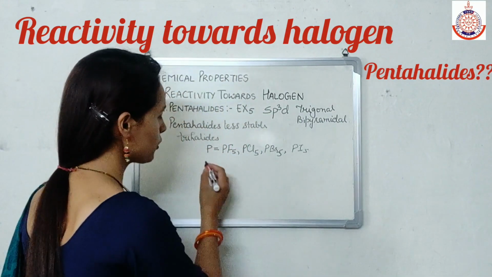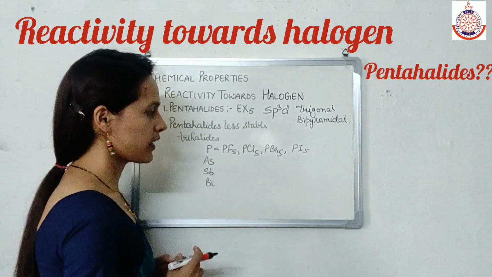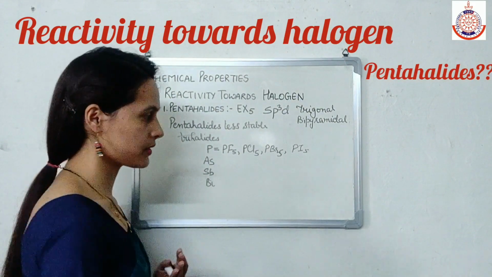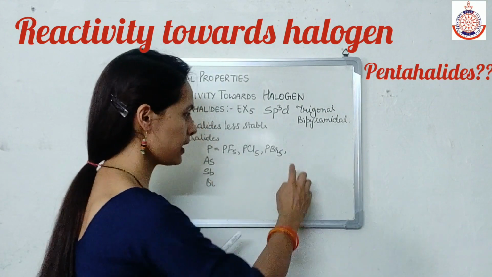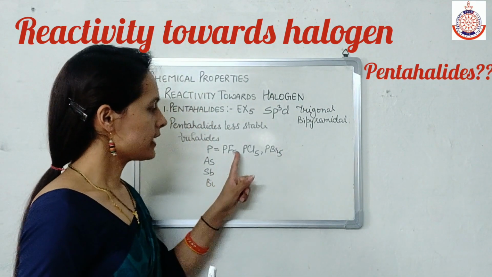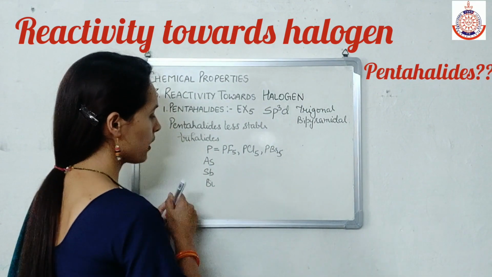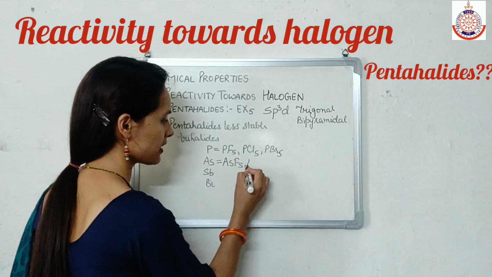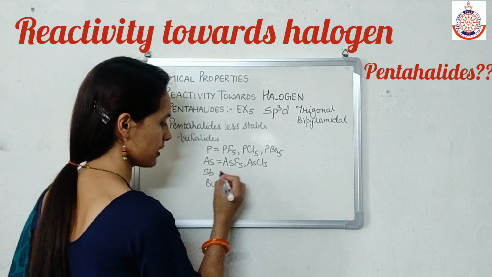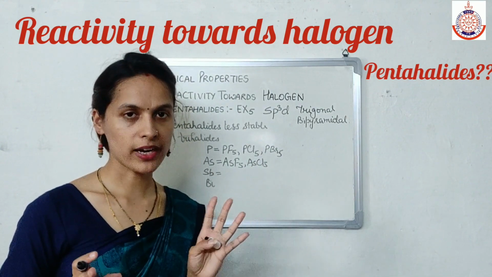But if I talk about arsenic, antimony and bismuth, the iodide, AsI5, is also not stable. Fluoride, chloride and bromide of phosphorus are present. Now if I talk about arsenic, the fluoride is also present, the chloride is also present. Now the bromide of arsenic is not stable.